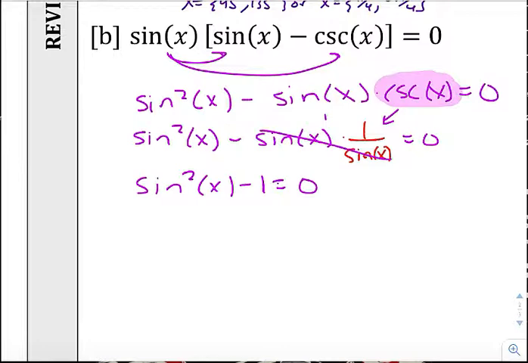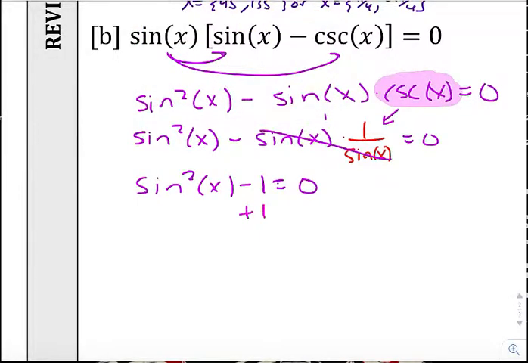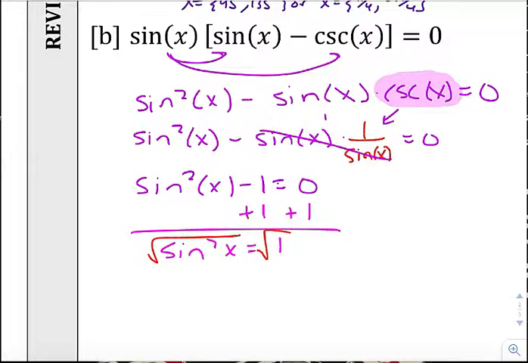Now from here, it's just a matter of solving. So I have sine squared x minus 1. Treating this just like a normal variable, let's go ahead and add 1 to both sides. I'll end up with sine squared x equals 1. Now to solve, just treating it like a variable, it's a squared value, so let's square root both sides. And so we end up with sine of x equals, of course, plus and minus 1.